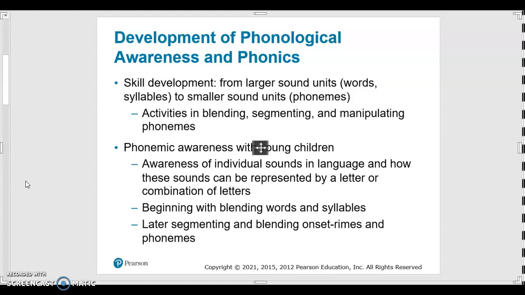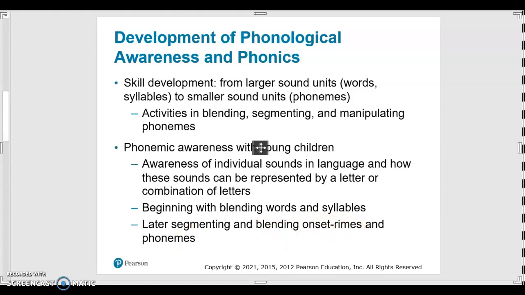We want to think about teaching them to become aware of individual sounds in language and how these sounds can be represented by a letter or, wait for it because English is just so tricky, a combination of letters, right? We talked about that, that there are only 26 letters, but there are a lot more sounds, if you think back to chapter 6. So we want to also provide instruction beginning with blending words and syllables. And then later on, after they can put them together, we need them to take them apart and segment words and syllables and phonemes and blend onset rhymes and phonemes.